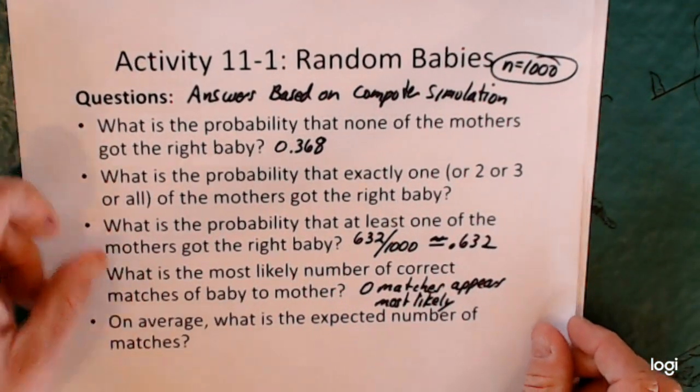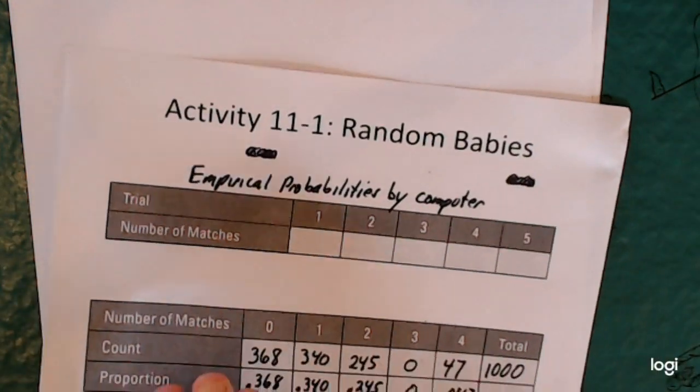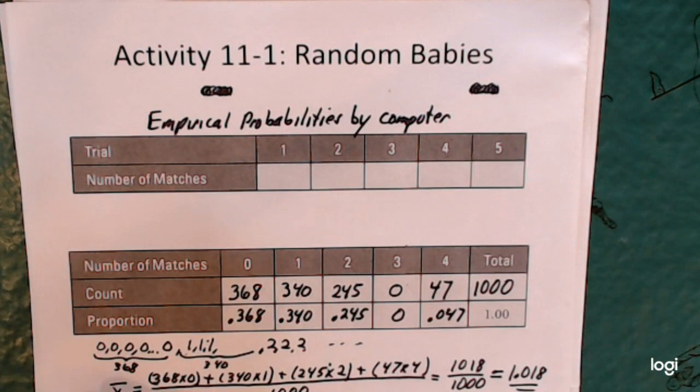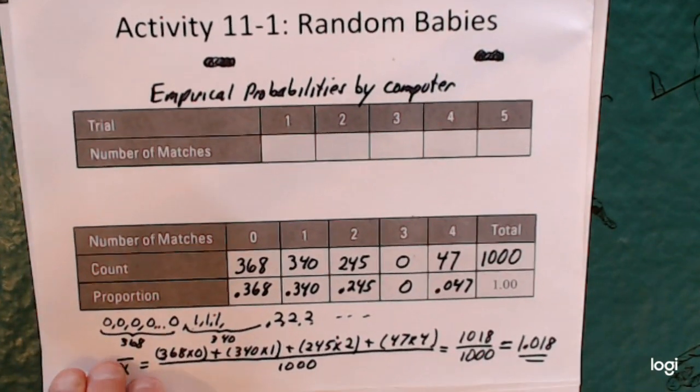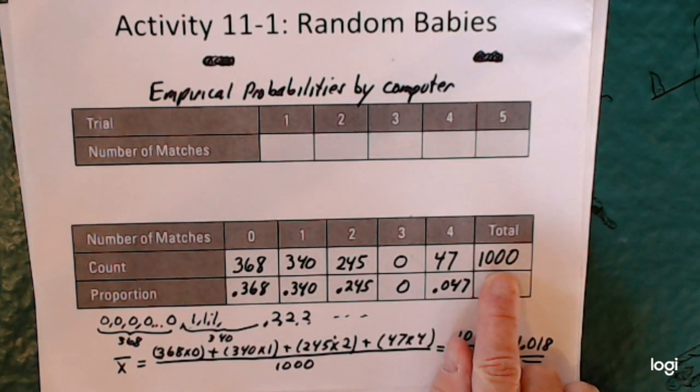The questions we were working on in activity 11-1, we were able to answer based on our computer simulation. What's the probability that none of the mothers got the right baby? What's the probability that exactly 1 or 2 or 3 or all of the mothers got the right baby? And so on. We based our answers on computer simulation, using estimates. And just as a reminder, the way we did that was we used the random baby applet, and we did a total of 1,000 trials.